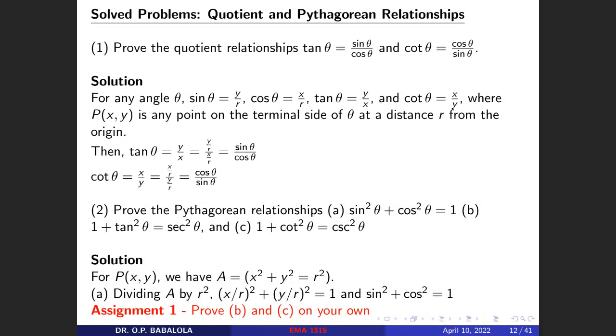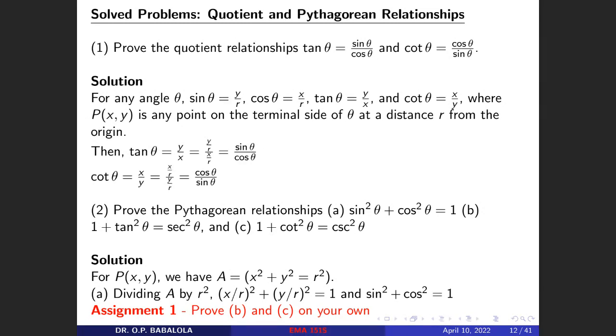And to prove means to show that this and this are equal, or this and this exist, or this and this is true, okay? So in this case, we want to prove this quotient relationship between 1, tan theta, sine and cos, and 2, cot, cos and sine, all right? It should be a straightforward thing to prove. Let's say you're given an angle theta.